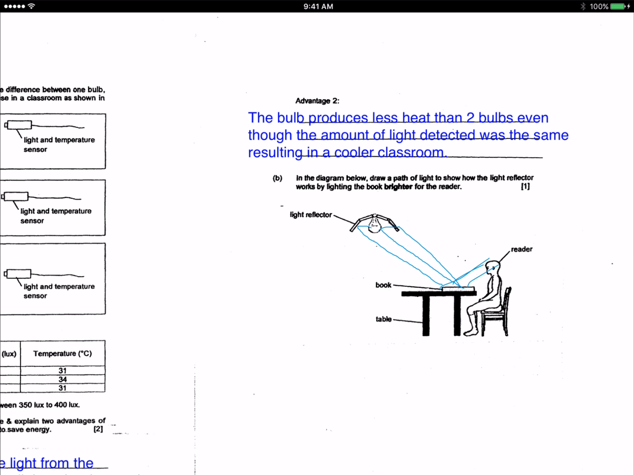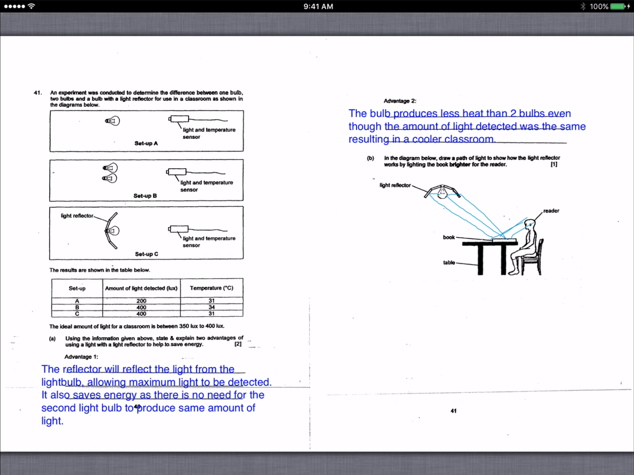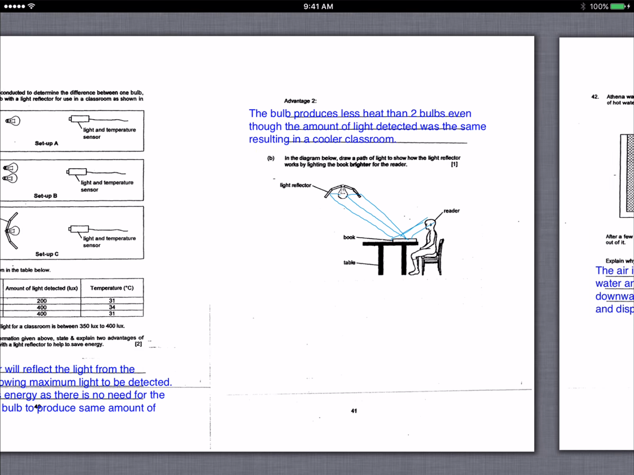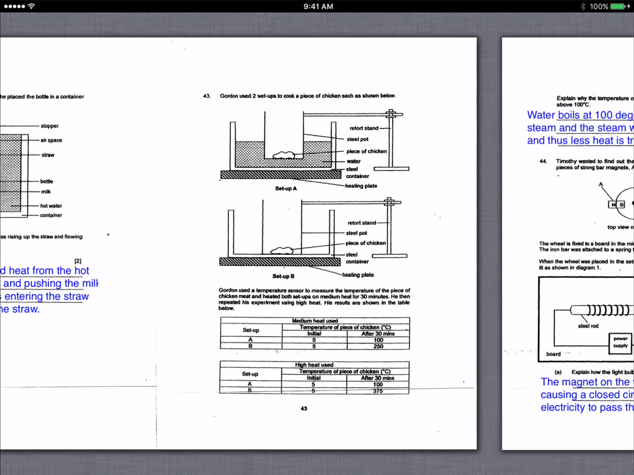Hey, it's already 6 o'clock. Okay. So the advantage is less heat, save energy. Next one. The last one.